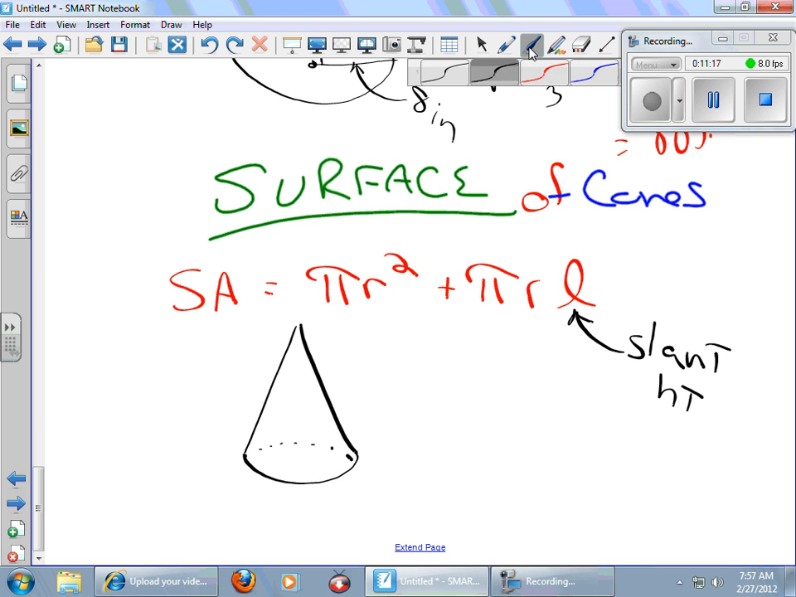So in a cone, this side here, this is the height of the pyramid, right? The slant height is this. This is your slant height. It's if you measure how tall the cone is along the slant. You would never do that for a person. You always measure their height vertically. But to figure out the surface area of a cone, you need the slant height.